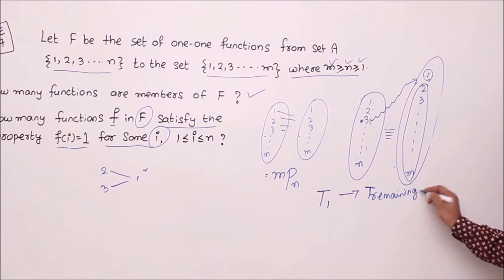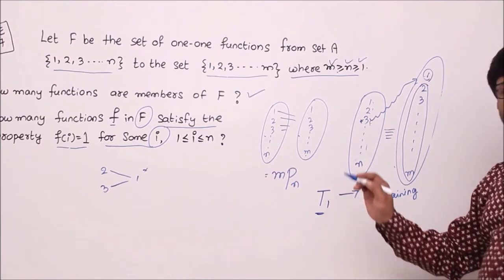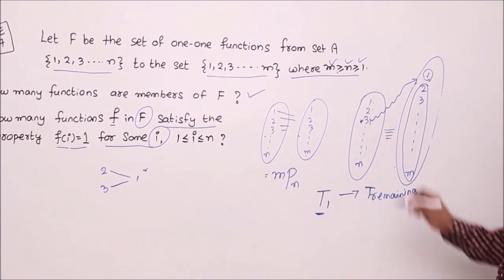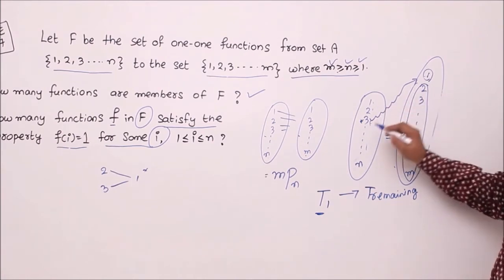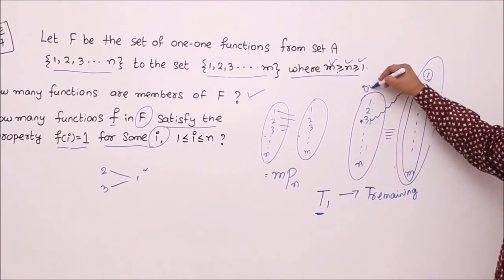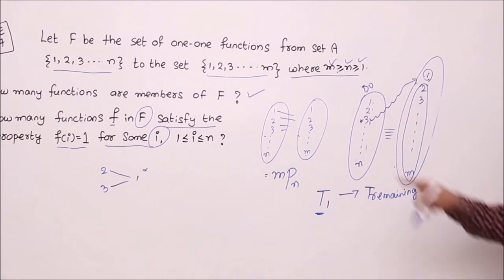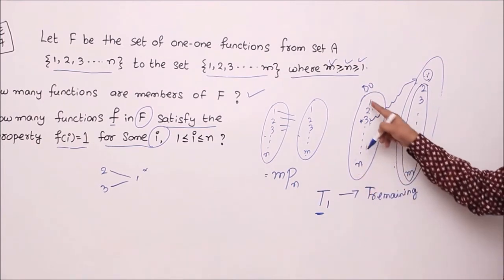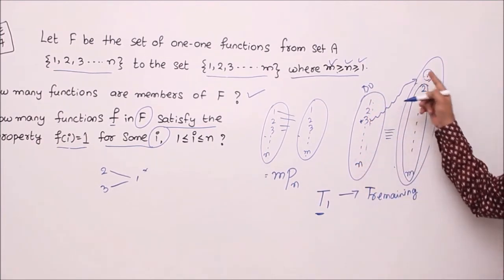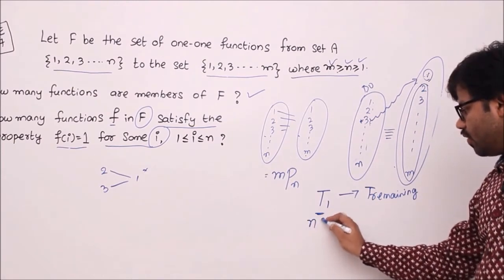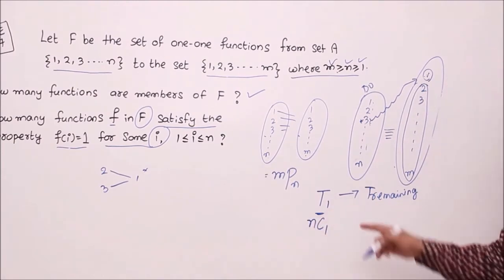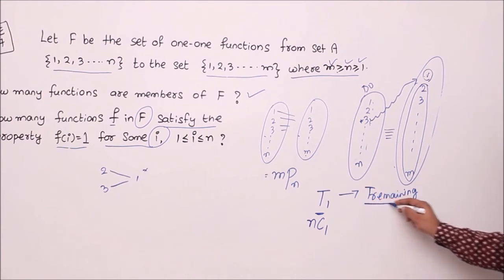Let's see what T1 is. T1 is nothing but mapping one of the elements in the domain to 1. How many ways can we do it? Since there are n elements, we have to select one element to map to 1. Then nC1 ways we can select one element, isn't it? That's why nC1.